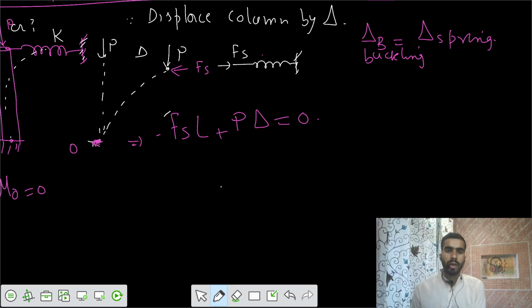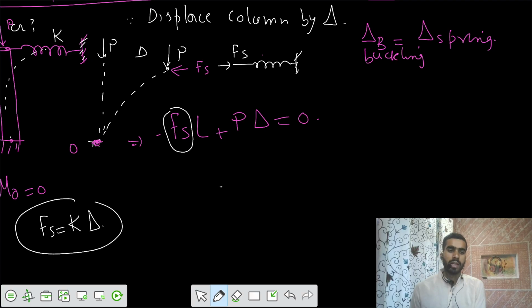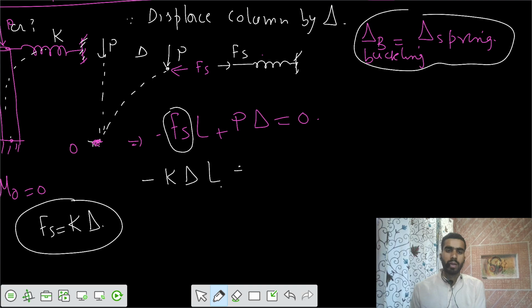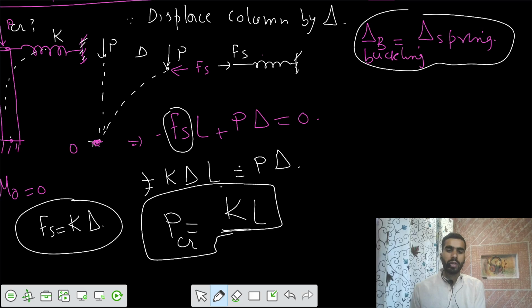Do I know the value of Fs? Can you write that Fs equals some stiffness K into delta? Because of this, I would say minus K into delta into L, plus P into delta equals 0. So finally I would write that the critical load for this column would be equal to KL. So we got this equation, PCR equals KL.